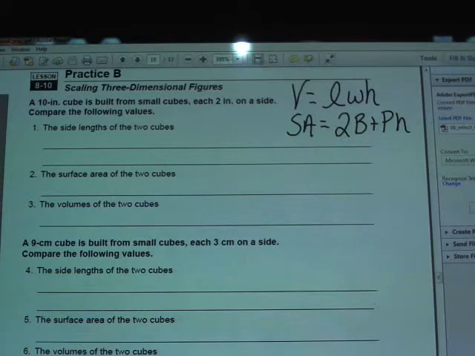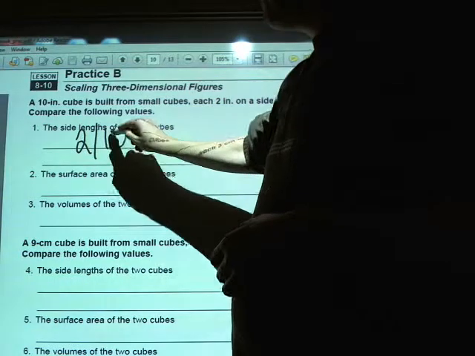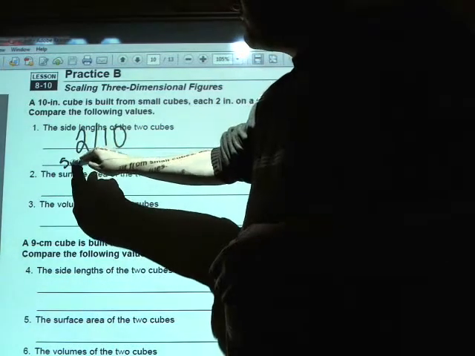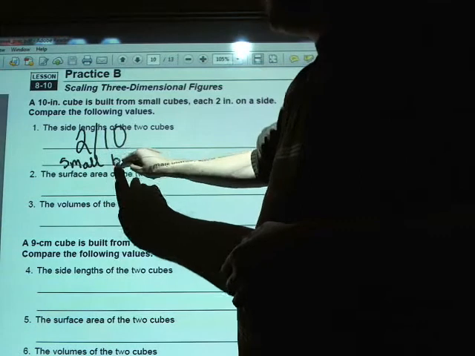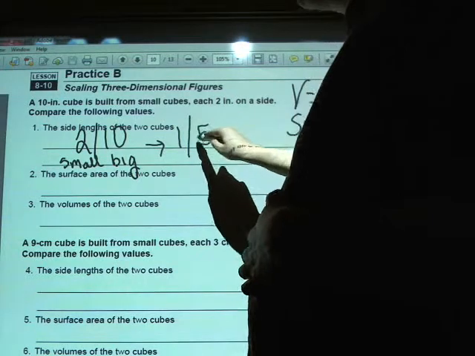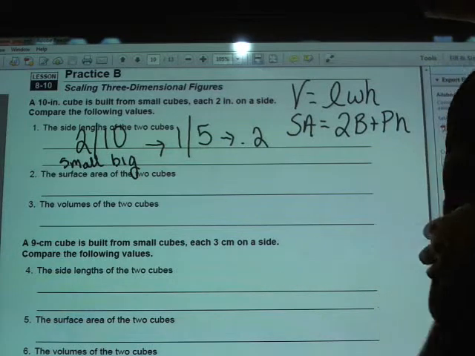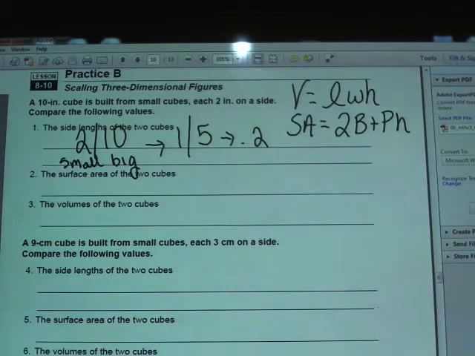And the first one is asking me to compare the side lengths of the two cubes. So the small cube is 2 by 2 by 2. The large cube is 10 by 10 by 10. So the ratio that compares the side lengths is going to be 2 to 10. And that's comparing the small to the big. Now obviously that is a reducible fraction. That can be reduced pretty easily. We can reduce that down to 1/5. Or if you want to write it in decimal form, that would be the same as 0.2. For every 1 in the small cube, there's 5 on the big cube in terms of inches.